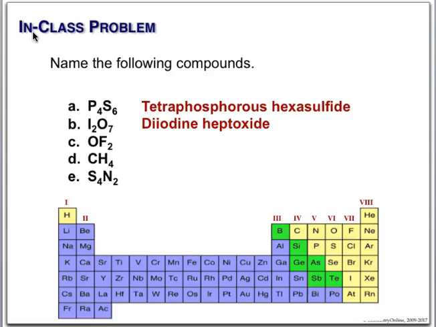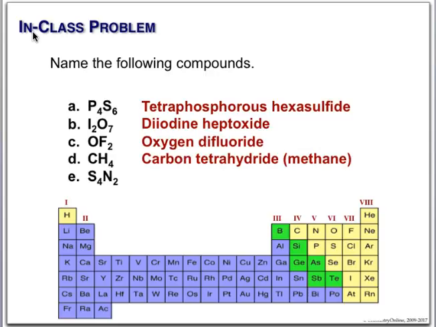1 oxygen, 2 fluorines. Oxygen difluoride. 1 carbon, 4 hydrogens. Carbon tetrahydride. This is methane, natural gas. And finally, 4 sulfurs. That's a tetra, isn't it? Tetrasulfur dinitride.